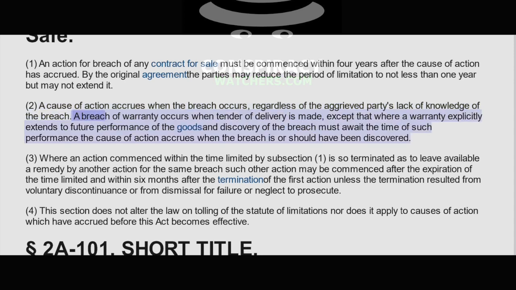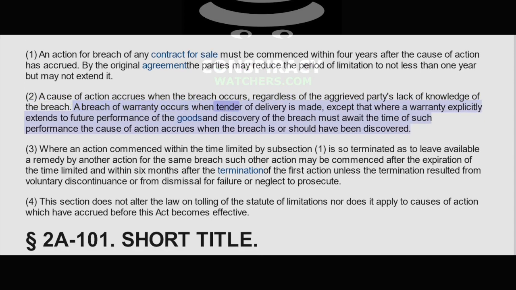A breach of warranty occurs when tender of delivery is made, except that where a warranty explicitly extends to future performance of the goods and discovery of the breach must await the time of such performance, the cause of action accrues when the breach is or should have been discovered.